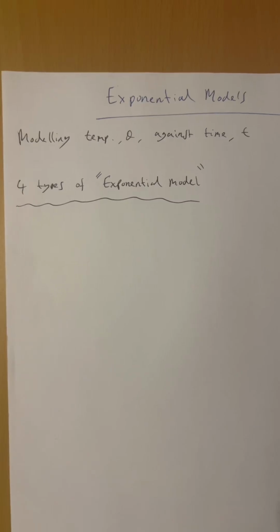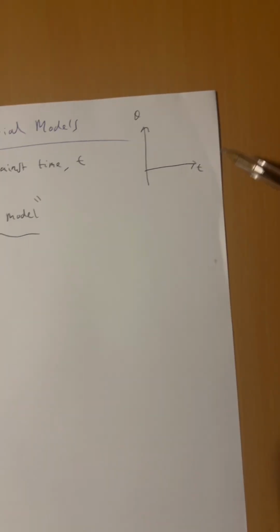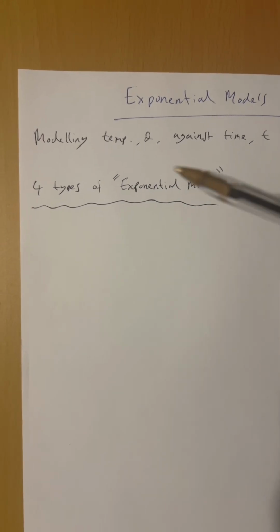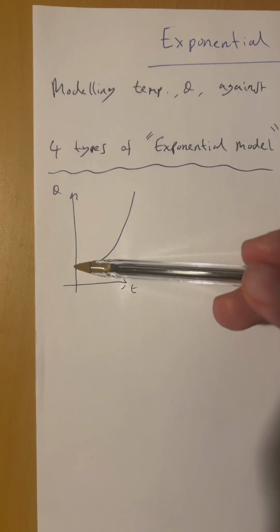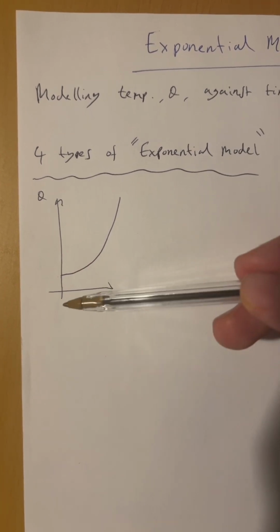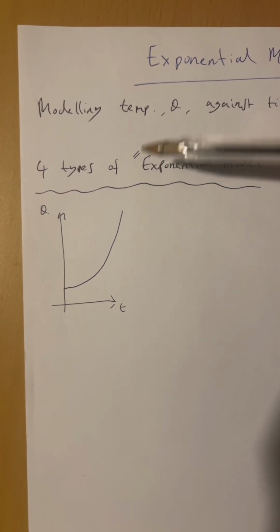You see this quite a lot where you're modelling temperature against time. So kind of graph like this. Now, really, there are four types of exponential model that you need to watch out for, and I'm going to sketch a graph of what each of these four types looks like. So you may have something like this where you're just exponentially increasing as time goes on. So as time goes on, temperature is exponentially going up and up and up.